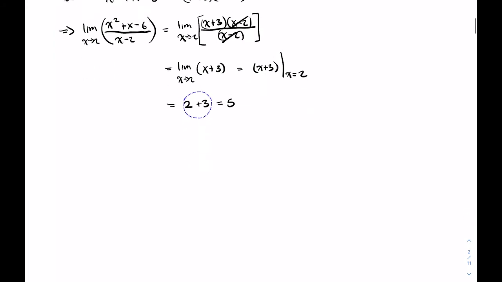Moving right along to question number 3, we have the limit as x approaches minus 2 of x plus 2 divided by x cubed plus 8. Now, we need to simplify x plus 2 divided by x cubed plus 8. In order to do this, we need to factorize.